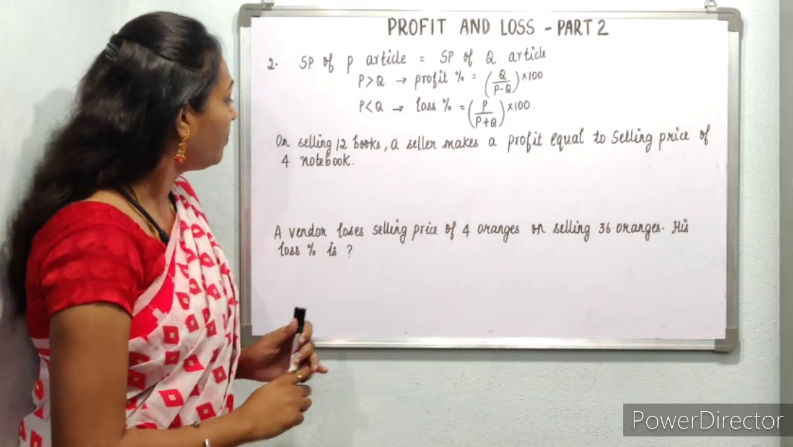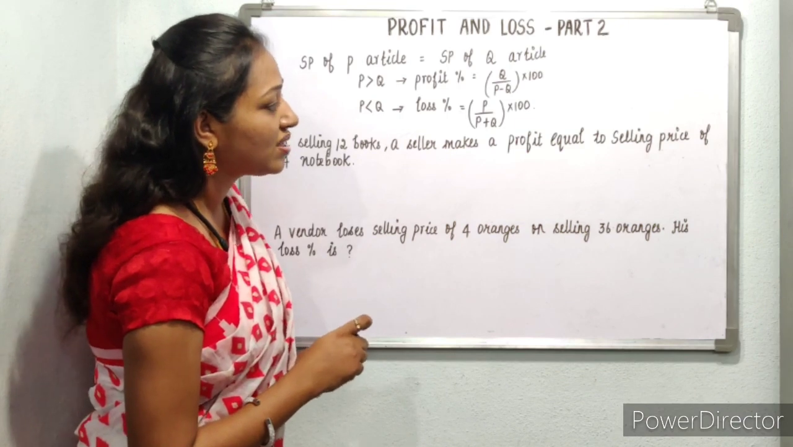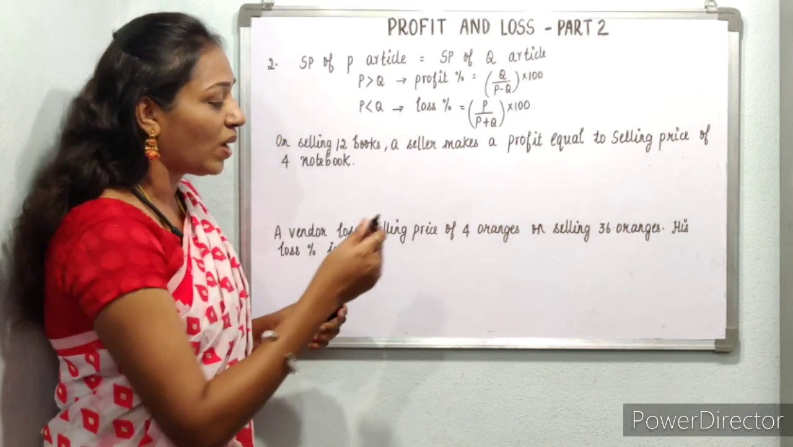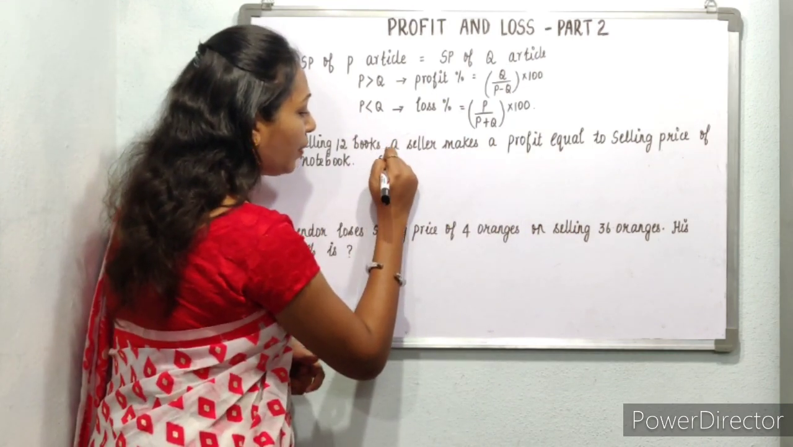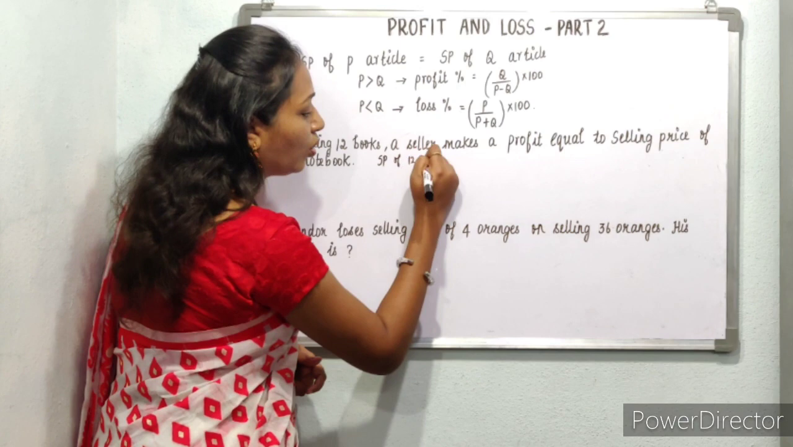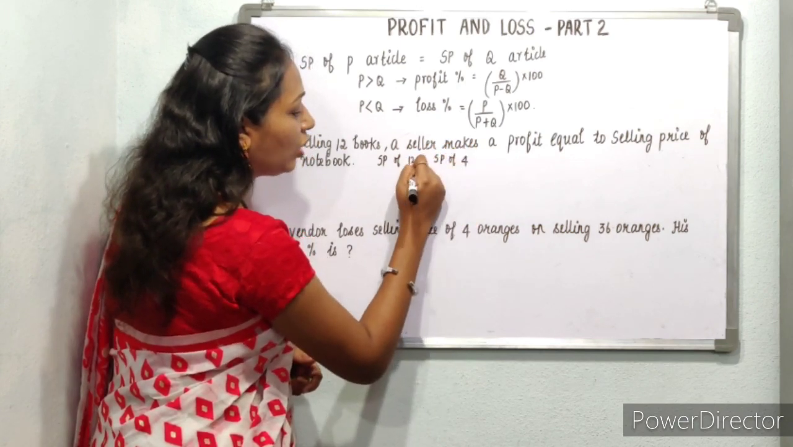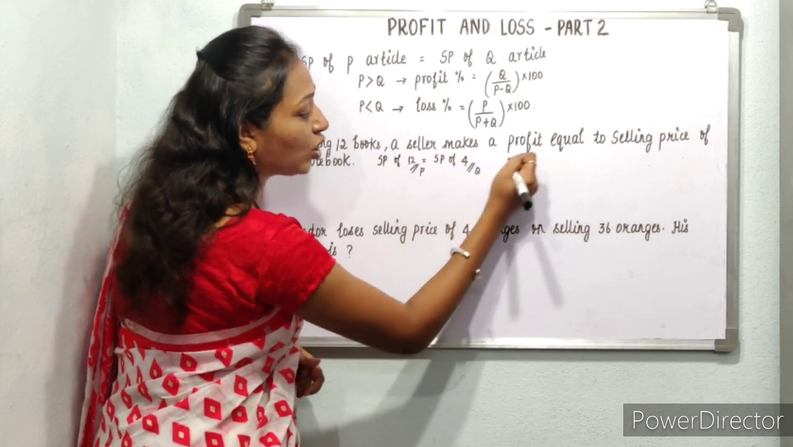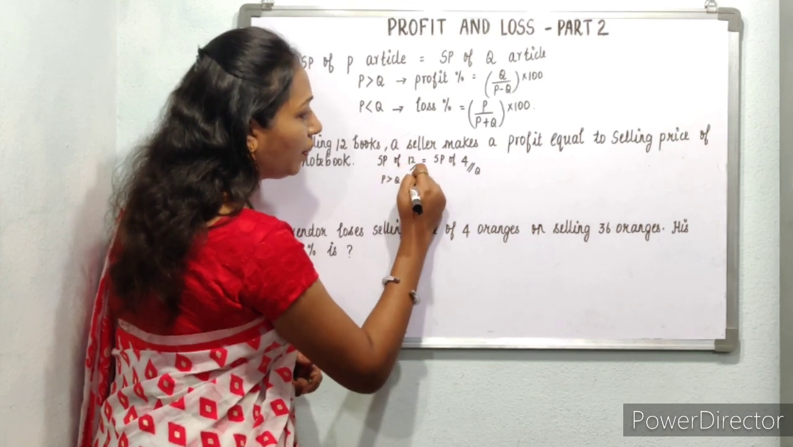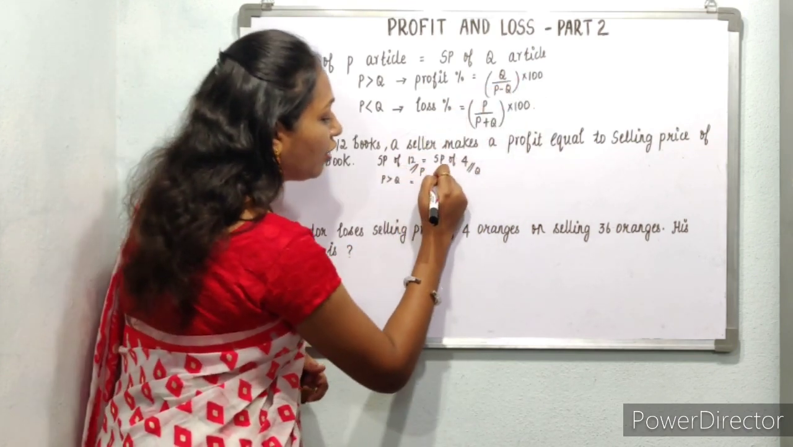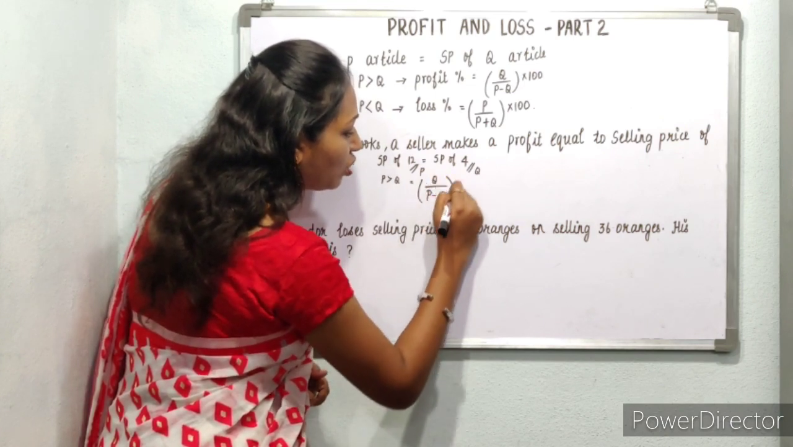Now we'll start the problem. On selling 12 books, a seller makes a profit equal to the selling price of 4 notebooks. So it's very clear that we have a profit. So directly we can go. So the selling price of 12 notebooks is equal to the selling price of 4. So this is the value of P and this is the value of Q, because they have given it as a profit. So if it is a profit, then we have P is greater than Q. When P is greater than Q, we have this formula. Formula is Q divided by P minus Q into 100.